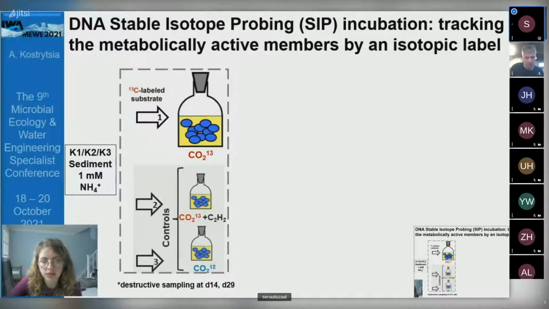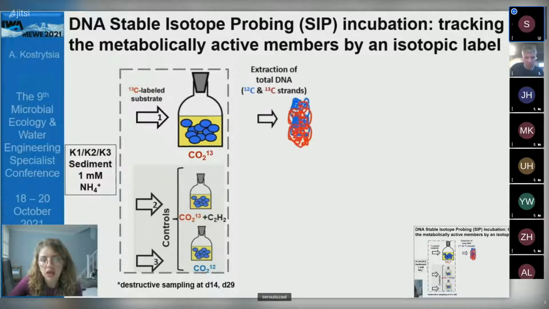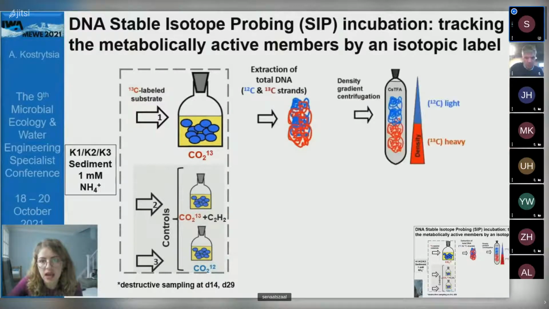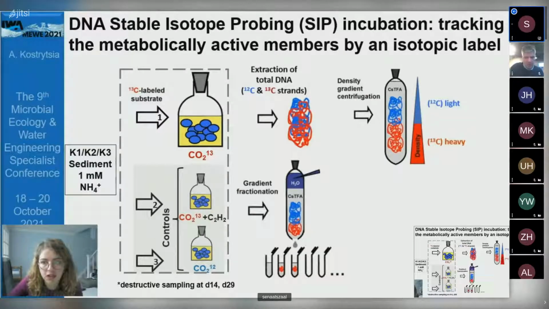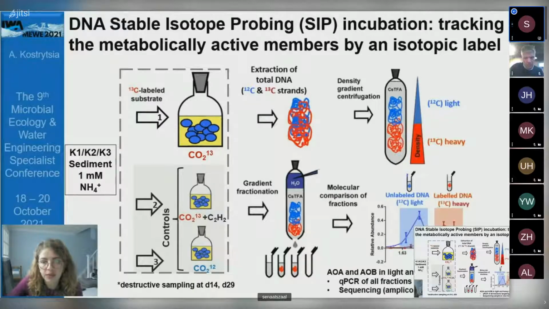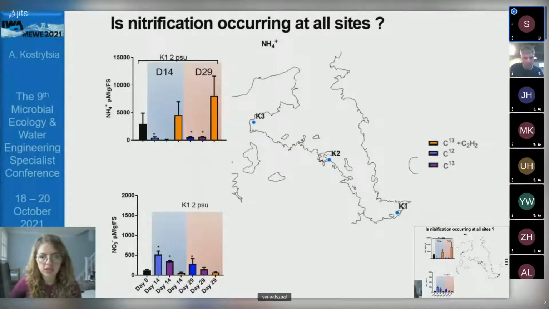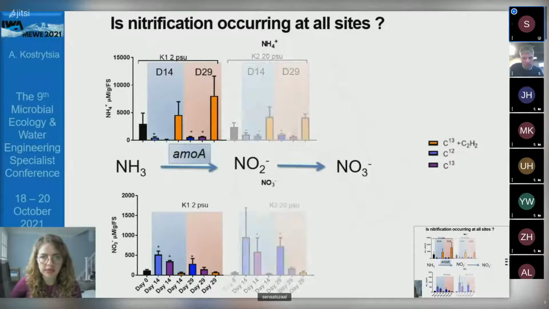We also performed 2 types of control for false positive exclusion. We then extracted DNA, after which we were able to separate the C12 and C13 fractions with a density gradient, and then performed microbial analysis such as qPCR of all fractions for amoA genes, and both amplicon and metagenomic sequencing. So the first question we were interested to answer is: is nitrification occurring on all of the sites?